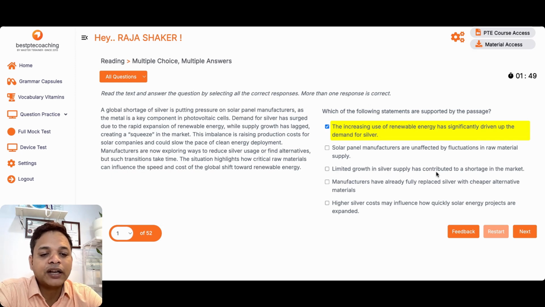Limited growth in silver supply has contributed to shortage in the market. A global shortage of silver is putting pressure, first line, on solar panel manufacturers. Limited growth in silver supply: shortage and limited growth, both are correct. Then the other one: manufacturers have already fully replaced silver? No. They are in the process of replacing silver with something else, but it takes time. Look at the last lines: manufacturers are now exploring ways to reduce silver usage or find alternatives, but such transitions take time. High silver costs may influence how quickly solar energy projects are expanded.